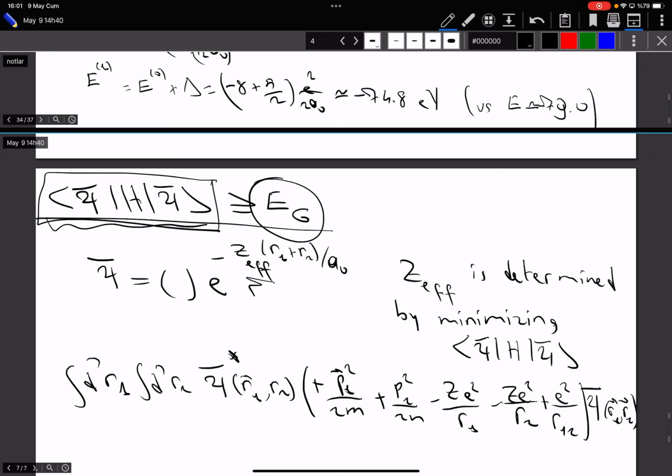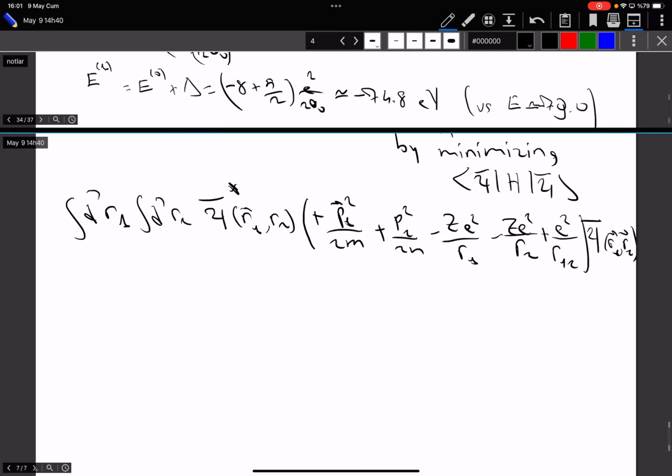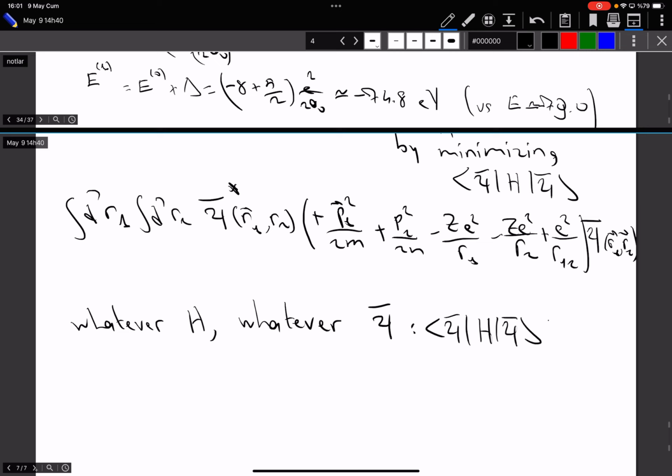And this is an experimental result? No, this is theoretical. You see, theoretically, whatever H, whatever psi bar you take, psi bar H psi bar will always be larger than or equal to Eg.